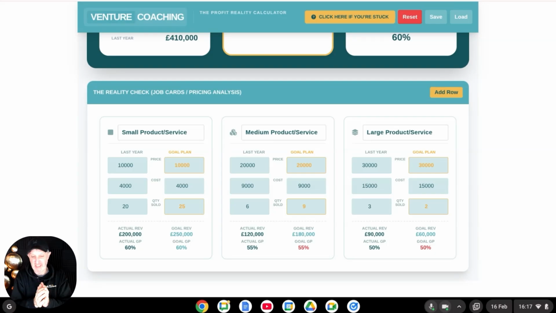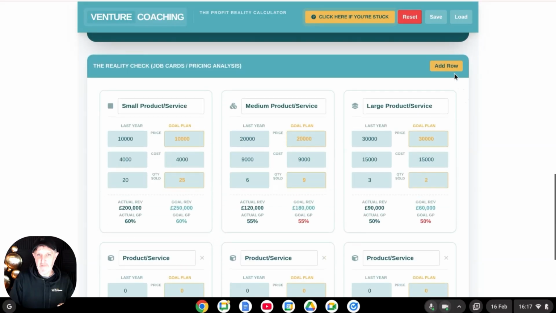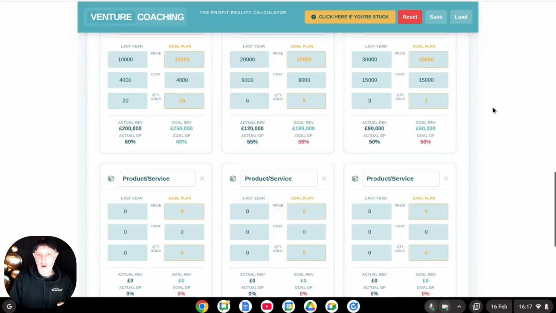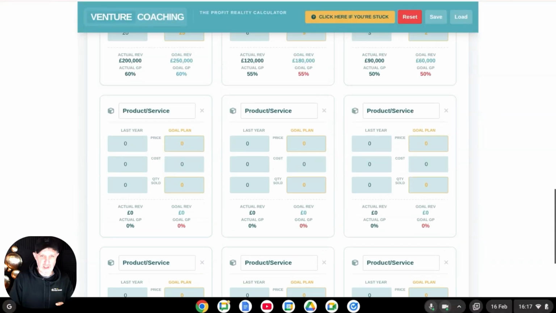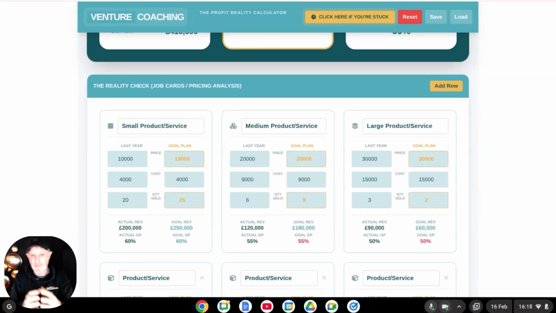Now, you might actually sit there and go, I can't get to 3, but I've got 4 or 5. Great. Add a row. And now you can have 6. And if you add a row again, we give you up to 9 job cards. So 9 categories. And it makes sense to keep it as simple as possible because one of these categories is going to have a bigger effect on the overall figures.